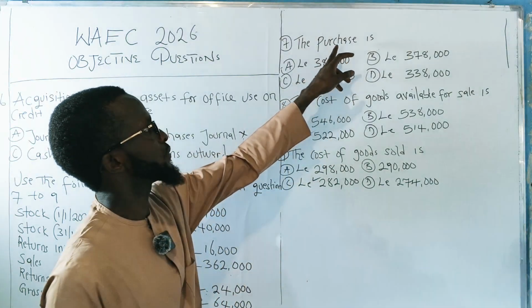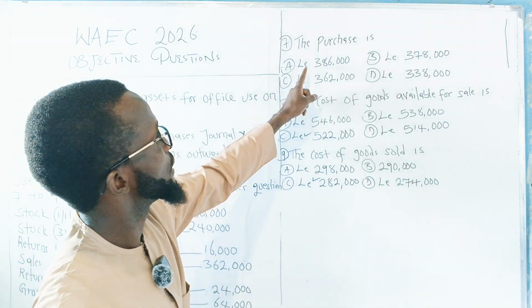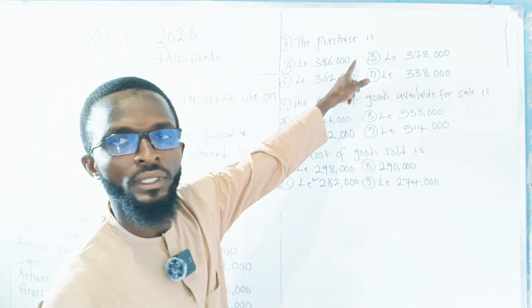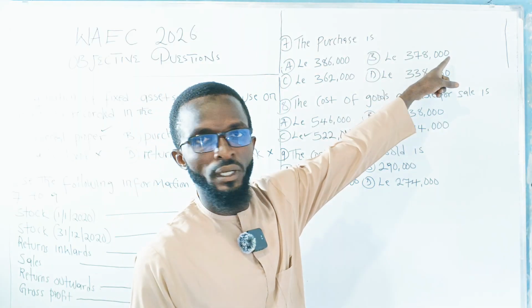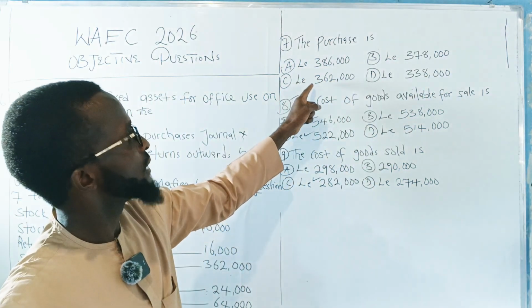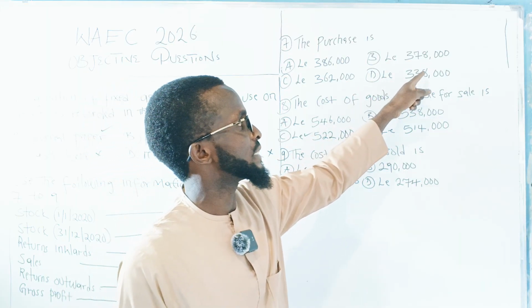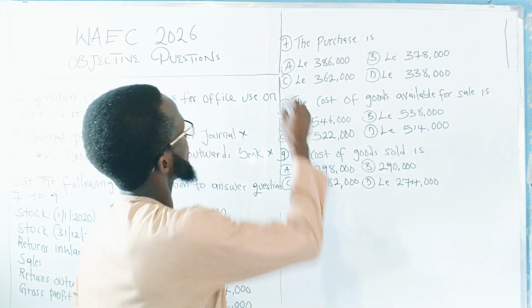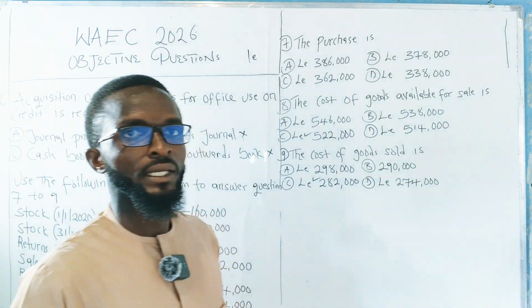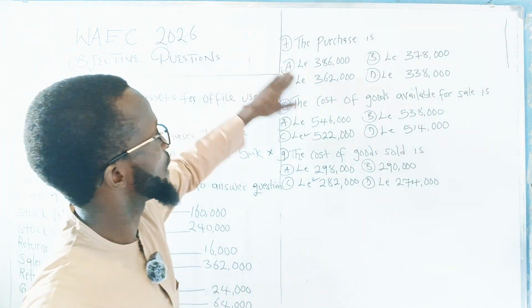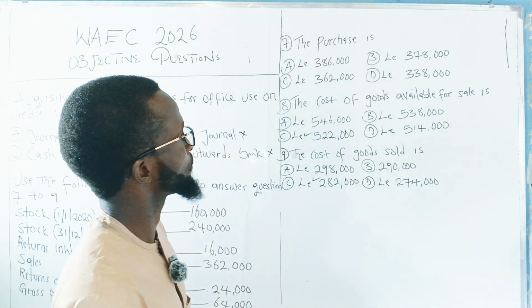Then we are asked to answer the following: the purchase is A. 386,000 lei, B. 378,000 lei, C. 362,000 lei, D. 338,000 lei. This lei you are seeing is Sierra Leone currency. It's pronounced as lei. So that's why I'm saying lei. It's not Nigerian currency this time around.